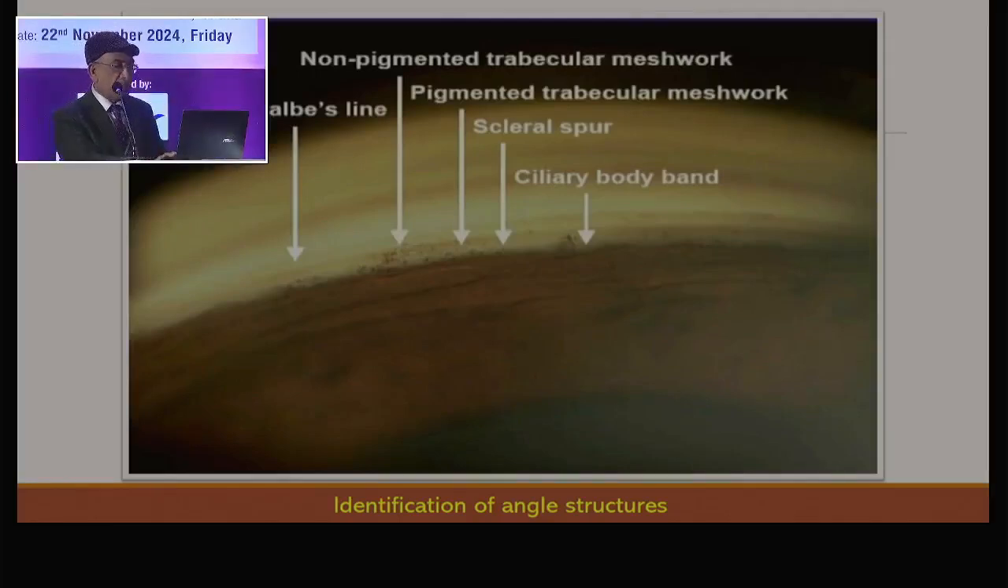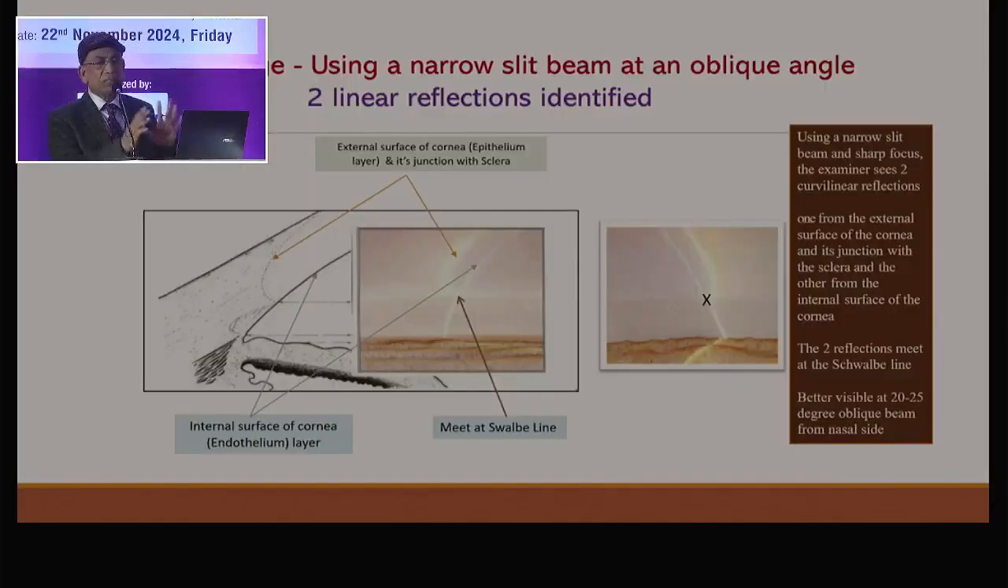It's very important. If you cannot see Schwalbe's line, then you can take the help of the corneal wedge. It's not very easy to see, though it is written in the book. But with practice, definitely you can see 2 reflections, one coming from the anterior part of the cornea and one from the posterior part of the cornea, making Schwalbe's line. The corneal wedge can give you the area of Schwalbe's line.